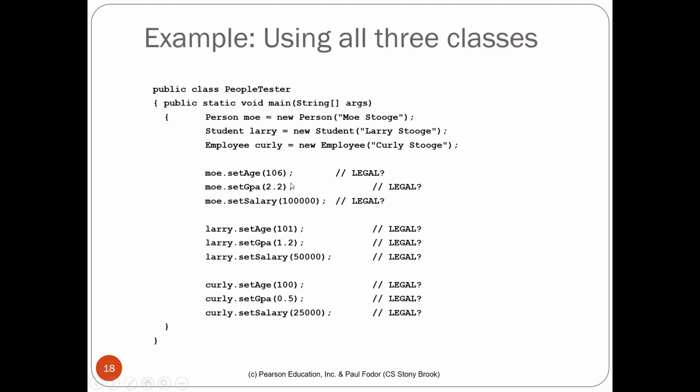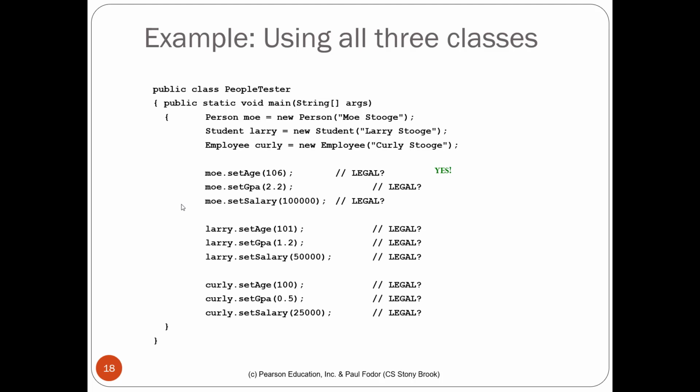Like mo.setAge, can I change the age of the object Mo, who's a person, and although he'll be pretty old, which is 106 years, is that legal? Well, you need to think about it. The answer is yes. Why? Because setAge is a method which is defined at the level of Person. The Person class has this method setAge, so you were able to invoke it, and setAge is public. It's a setter. You can set the age.